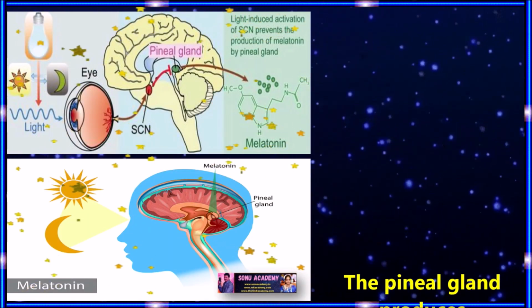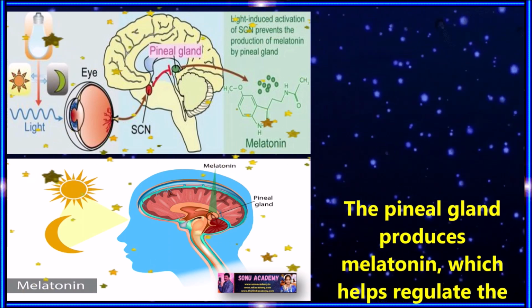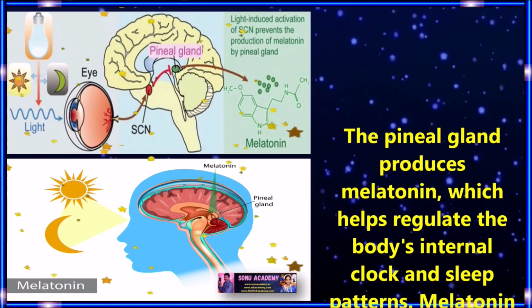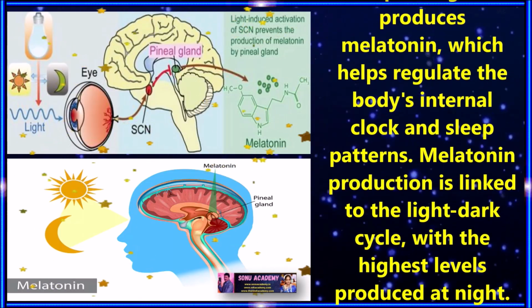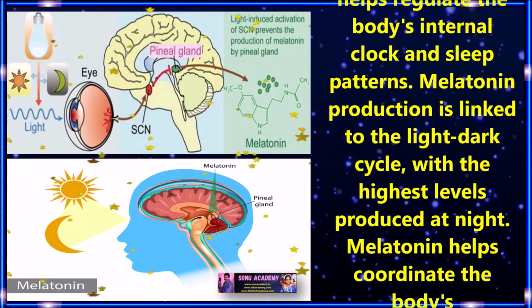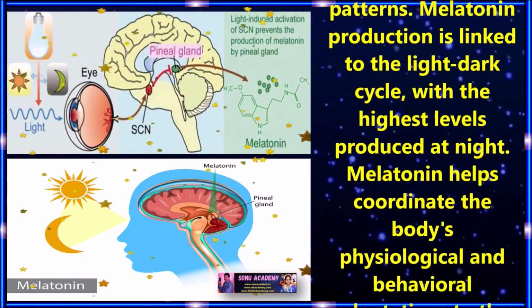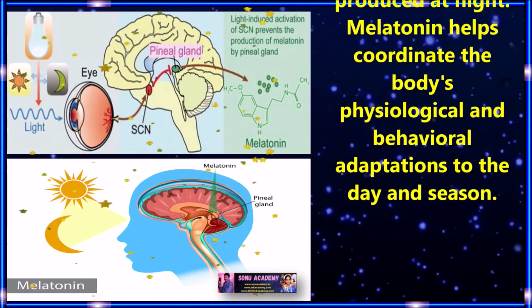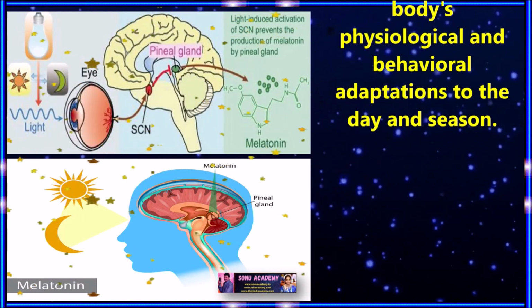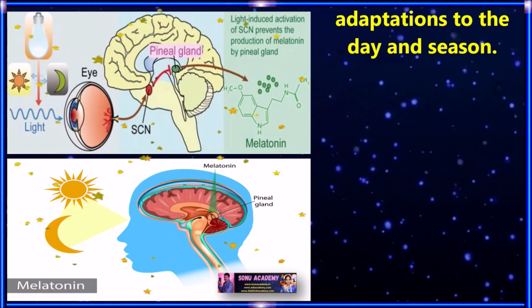What does the pineal gland do? Melatonin is produced by the pineal gland, which helps to regulate the body's internal clock and sleep patterns. Melatonin production is linked to the light-dark cycle, with the highest levels produced at night. Melatonin helps to coordinate the body's physiological and behavioral adaptations to the day and night seasons.